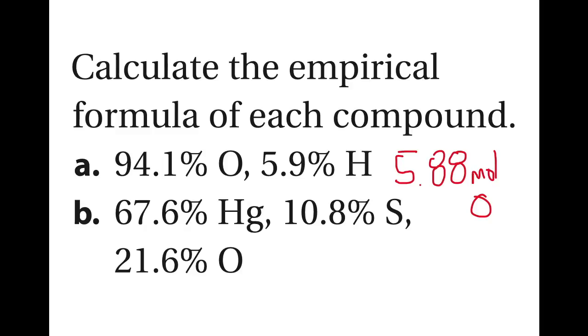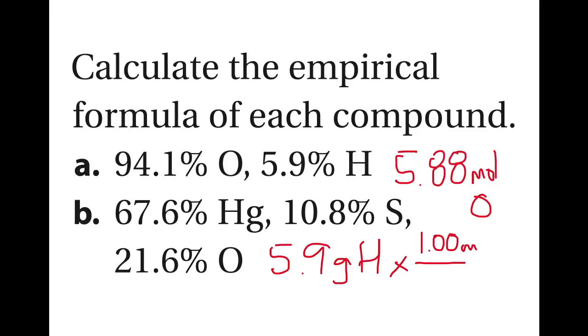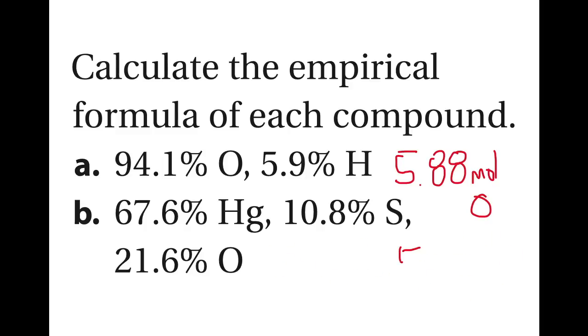Next, I'm going to go 5.9 grams of hydrogen times 1 mole of hydrogen, and the mass of hydrogen is 1.0 grams. And you know that 5.9 times 1 divided by 1 is the same thing. It's 5.9. So I have 5.9 moles of hydrogen.